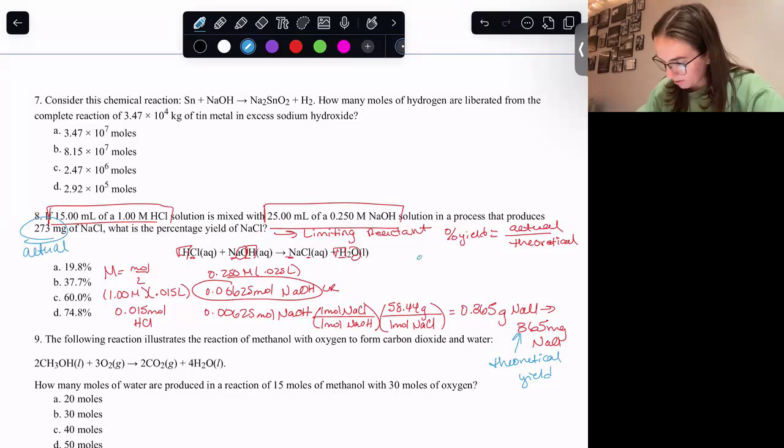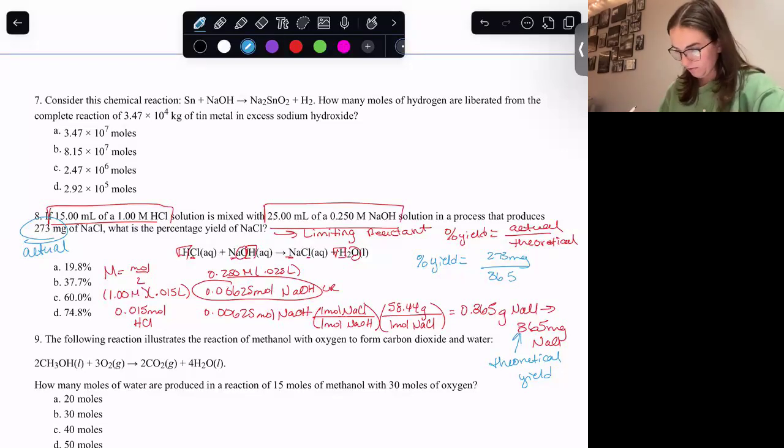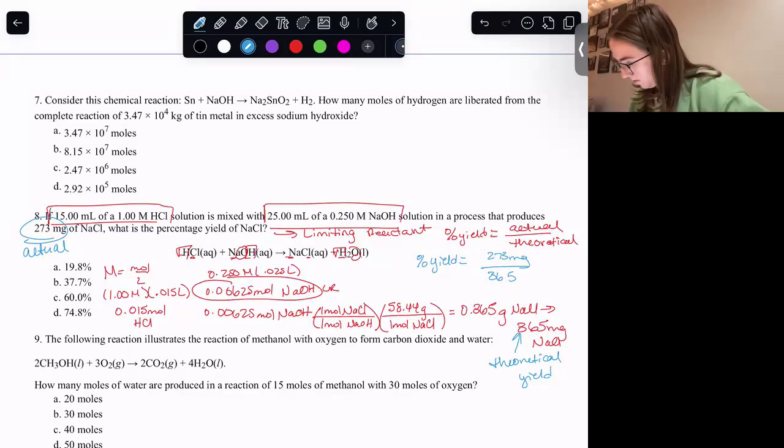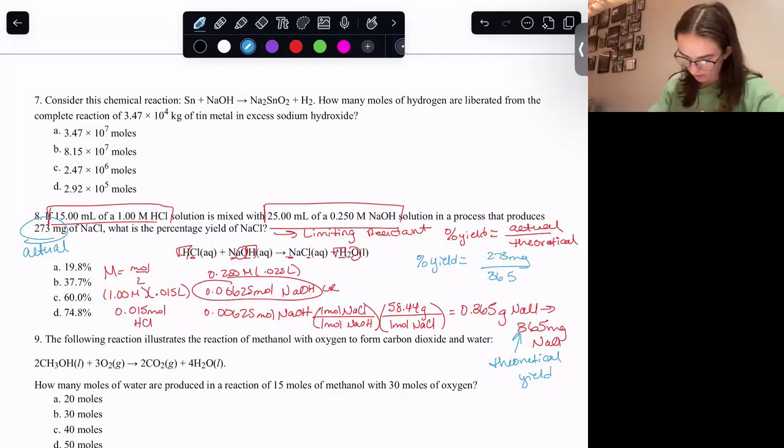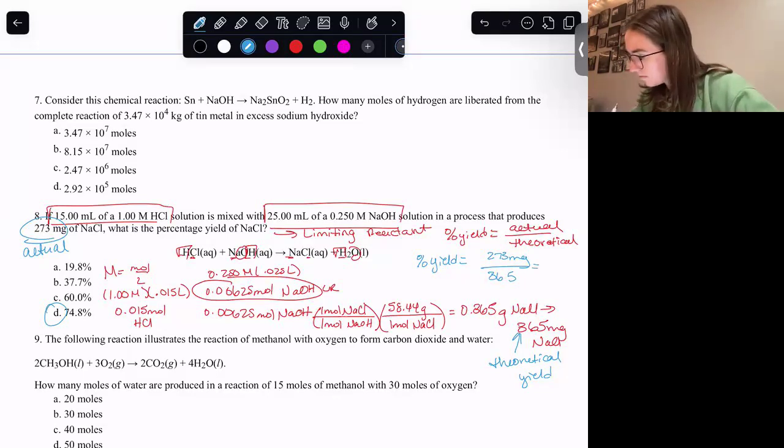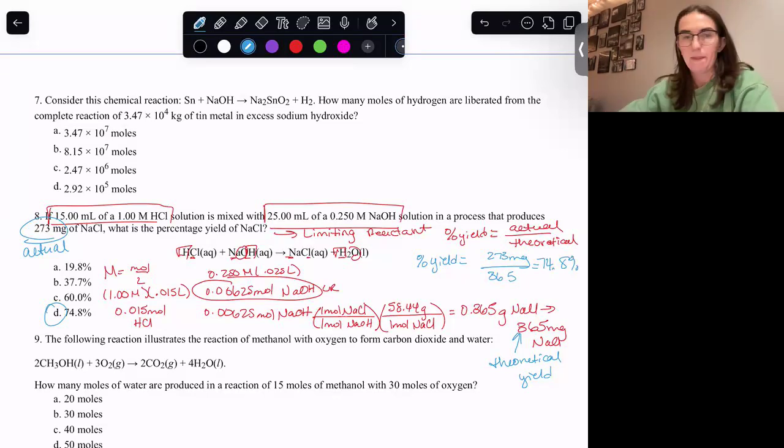So in order to get percent yield, we're going to have actual, which is 273 over 365. And what do we get for that one? Is that 60%? 74.8%.